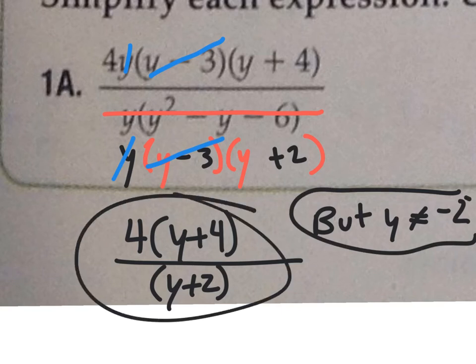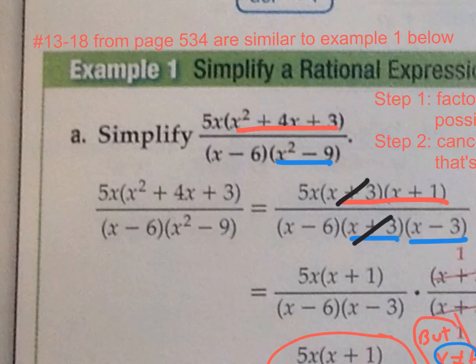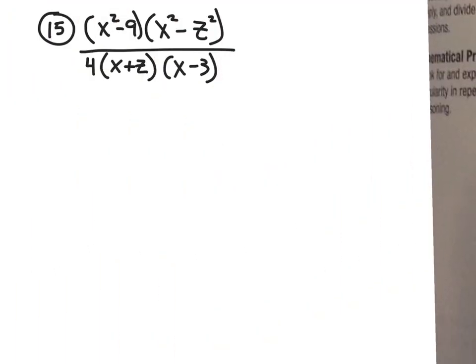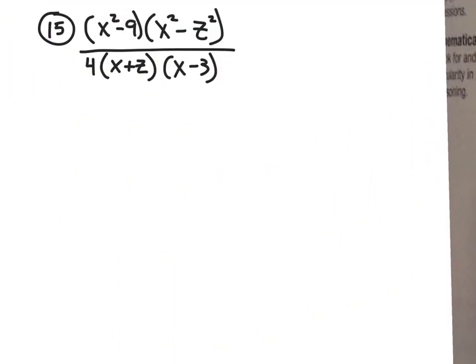Okay? Let's jump to the actual homework problem. I am going to want you to do numbers 13 through 18 from page 534 in the book. So let's jump to number 15 from 534. There it is. And again, I'm going to go through it.